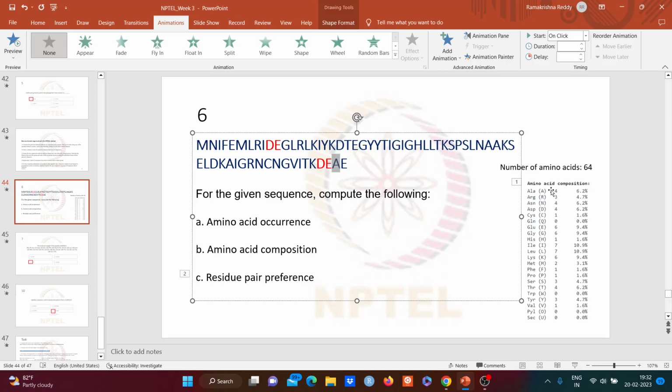Coming to the composition, the amino acid composition for a given amino acid is the occurrence of an amino acid divided by the length of the protein. If you see here, the length of the protein is 64 and there are 4 alanines. So when we want to get the composition of alanine in the given sequence, we do 4 divided by 64. It is 1 by 16 into 100. So we represent them in percentage. So the answer is 6.2. Similarly, if you take arginine, there are 3 arginines in the given sequence. So the composition of arginine is 3 divided by 64 into 100.